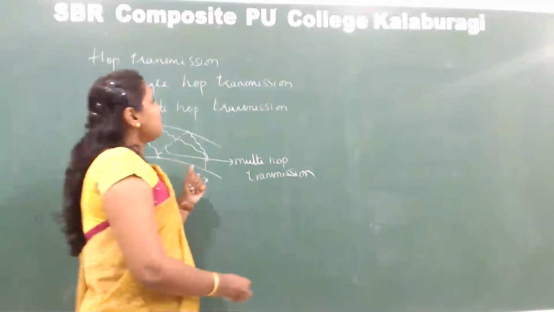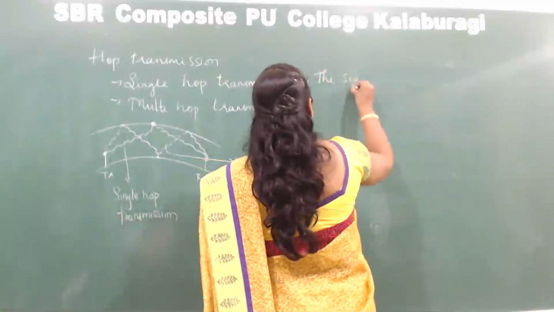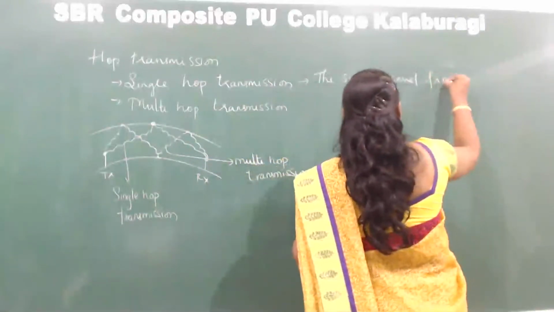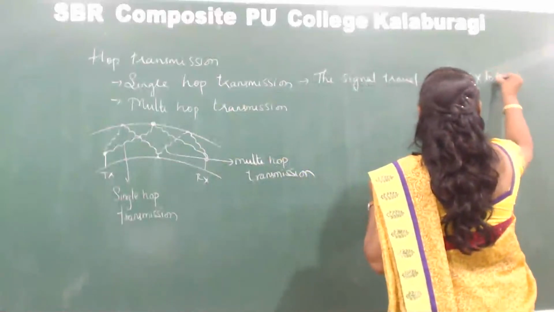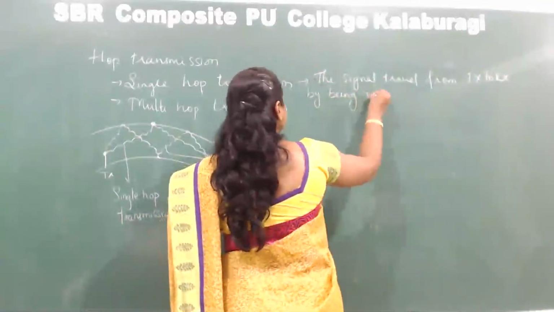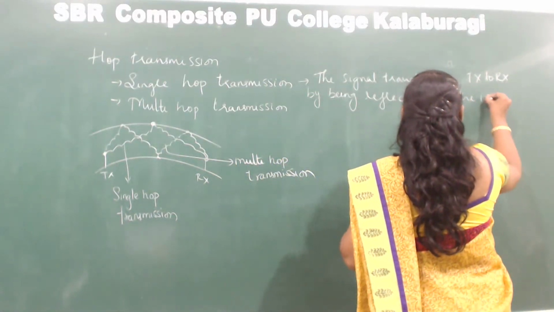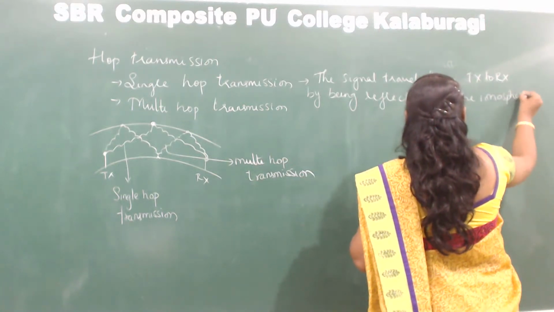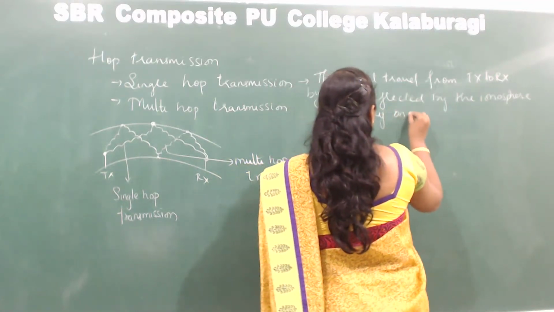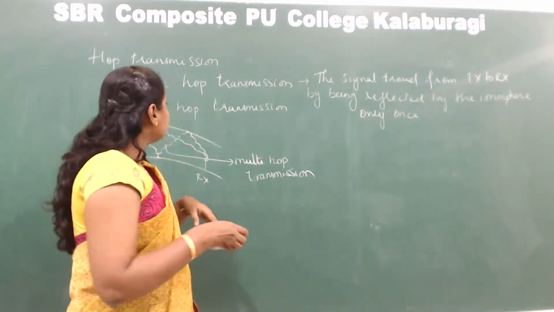Right? So what is single hop transmission? The signal, otherwise the wave, travels from transmitter to receiver by being reflected by the ionosphere only once. So it is reflected by the ionosphere only once while being transmitted from the transmitter to receiver.